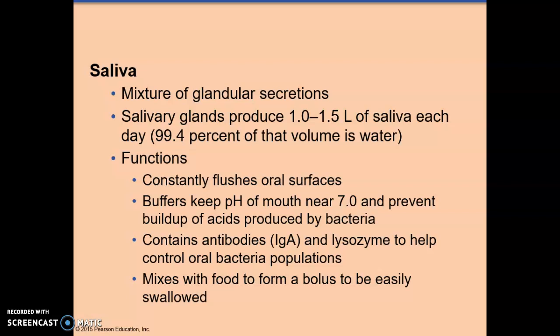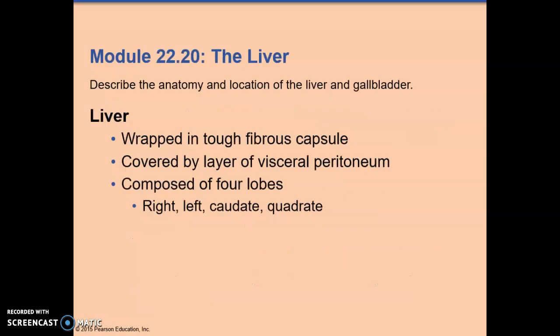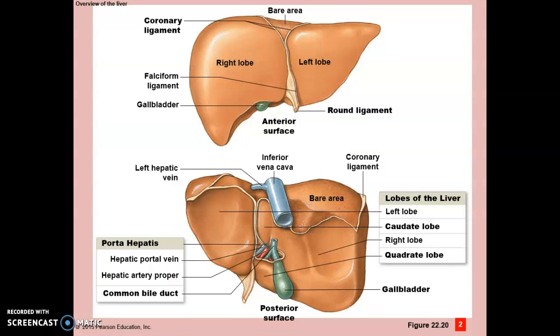And saliva mixes with food to form a bolus that can be easily pushed back to the back of the throat and swallowed. The liver has a capsule. It's covered by a layer of visceral peritoneum, and there are 4 lobes: the right, the left, the caudate, and the quadrate. The right lobe is separated from the left lobe by the round ligament here. Well, actually the falciform ligament that then leads into the round ligament.